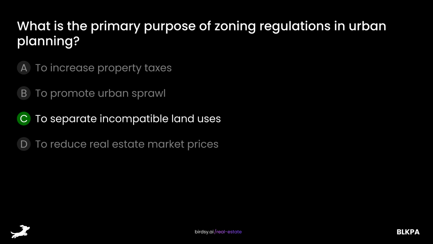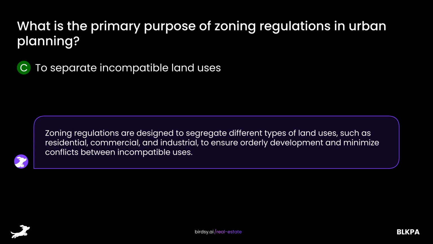The answer is C, to separate incompatible land uses. Zoning regulations are designed to segregate different types of land uses, such as residential, commercial, and industrial, to ensure orderly development and minimize conflicts between incompatible uses.